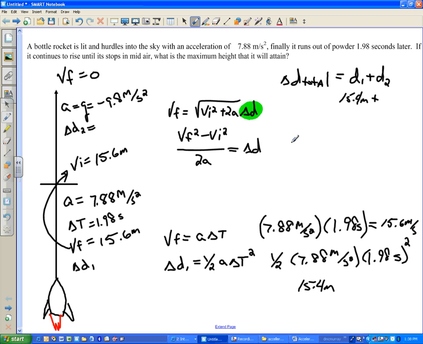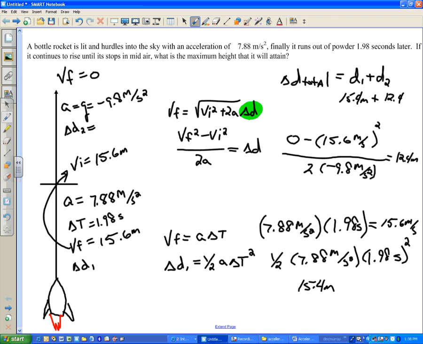And so let's put some numbers in here. 0 minus the initial velocity that came from the final velocity of the first part of the trip, which happens to be 15.6 meters per second. We square that value and we divide that by 2 times negative 9.8 meters per second squared, and that should get us a value of 12.4 meters. And that's our second distance, 12.4 meters.